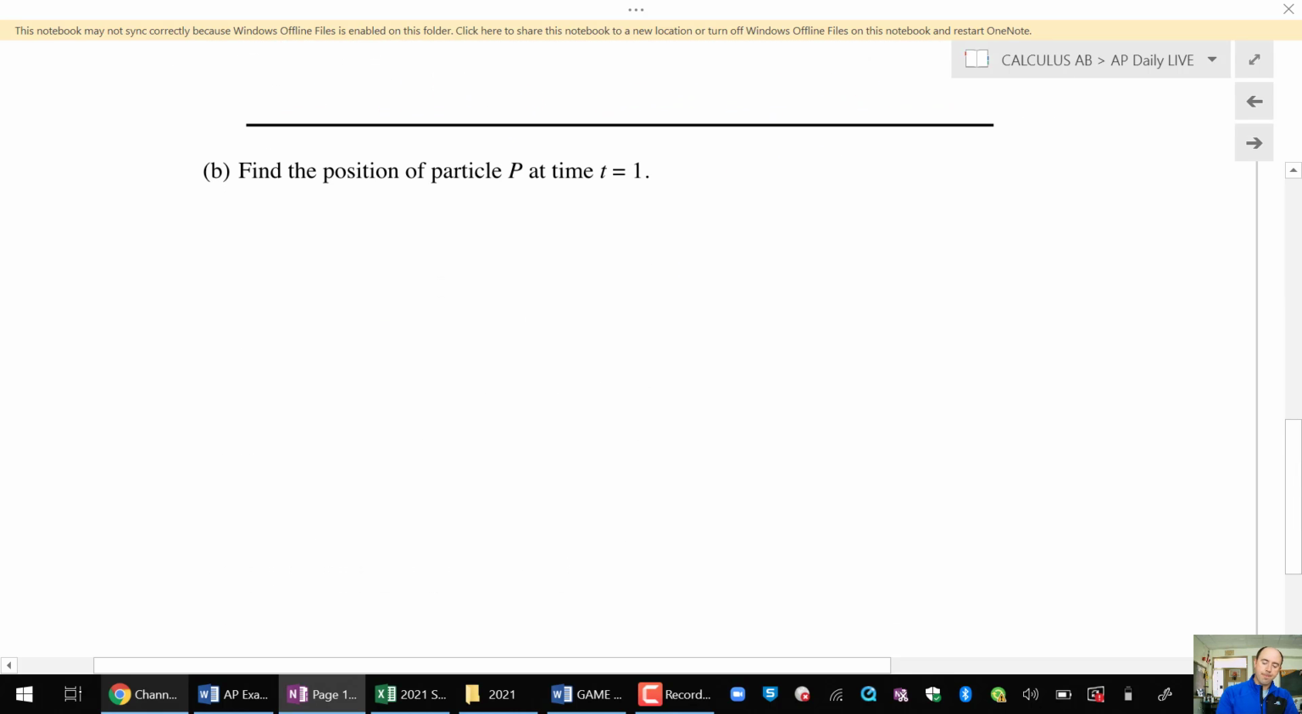Letter B, part B, find the position of the particle P at time 1. So the position function at given time 1, that's going to be x of 1. And what we want to do here now is take a known position, which in this case is x of 0, add to that how the particle moved from 0 to 1, and that in calculus notation is simply the integral of velocity. So here's my starting position where it started, plus how it moved, in this case from 0 to 1.